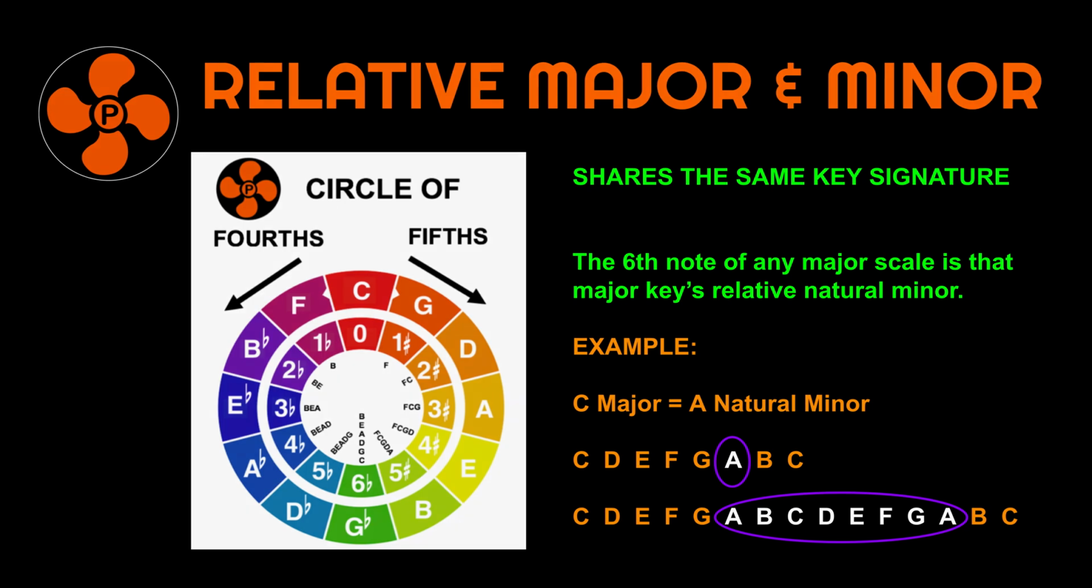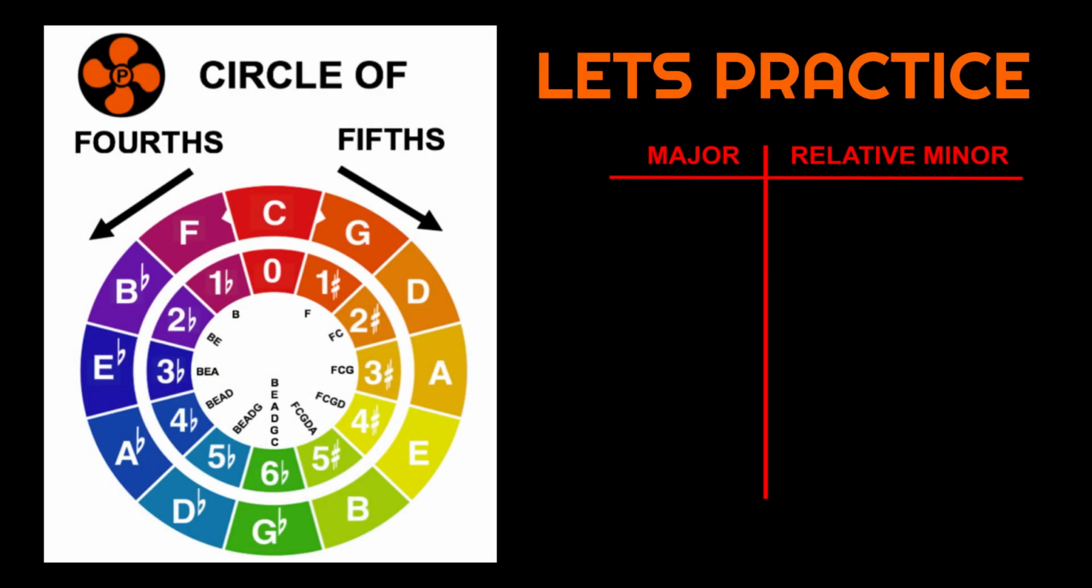So let's practice this. Here's the circle of fourths paper again, so you can use that to figure out your scales. I'm going to give you a major scale, and I want you to try to find the relative minor. So think of the 6th note of that major scale. First one is F major. What would the relative minor be? The answer is D minor.